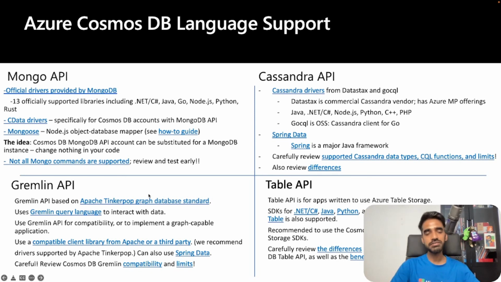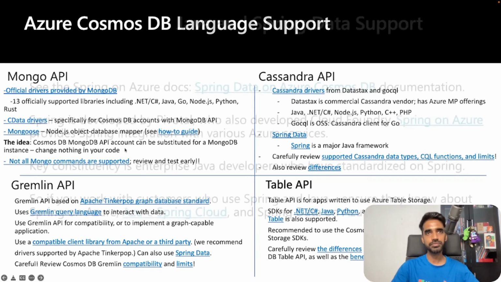And especially with the Table API, we have SDKs in different languages that we support, similar to the Core SQL API, or you can use the Azure Storage REST API for the Table API to interact with Cosmos DB. This is a quick summary of the tools and libraries that you can use to interact with Cosmos DB's underlying APIs, especially the open source APIs: Mongo, Cassandra and Gremlin.